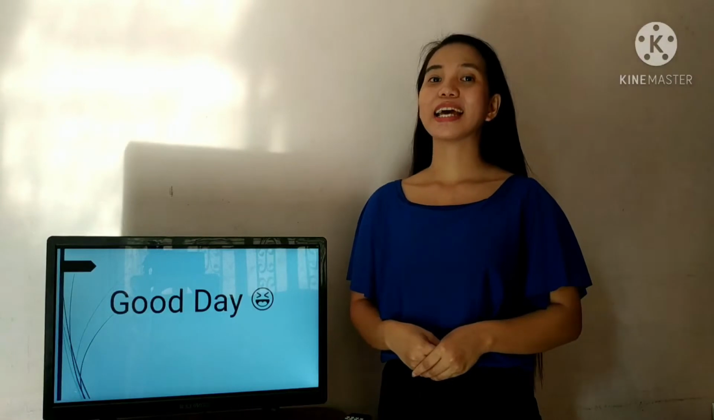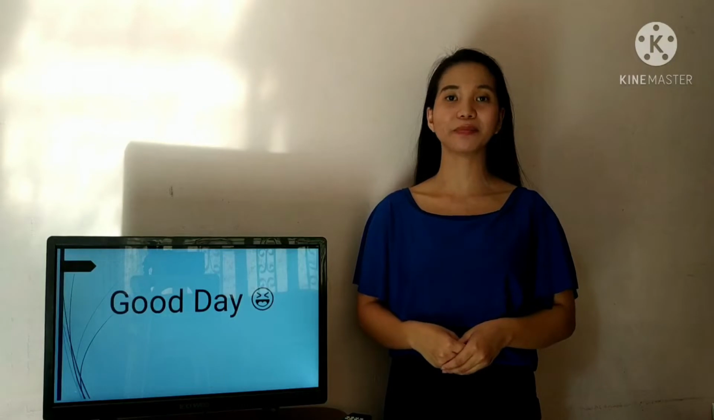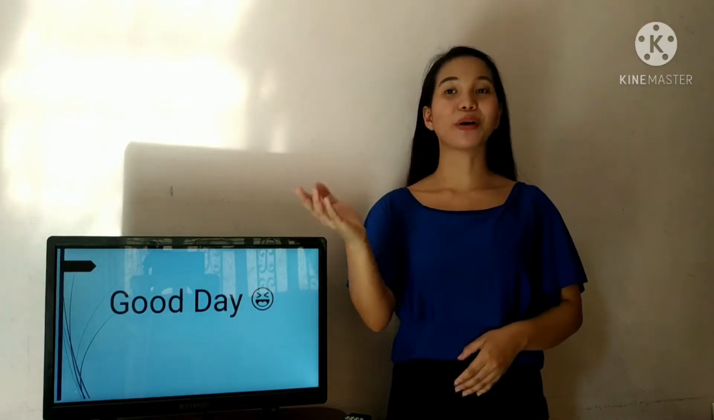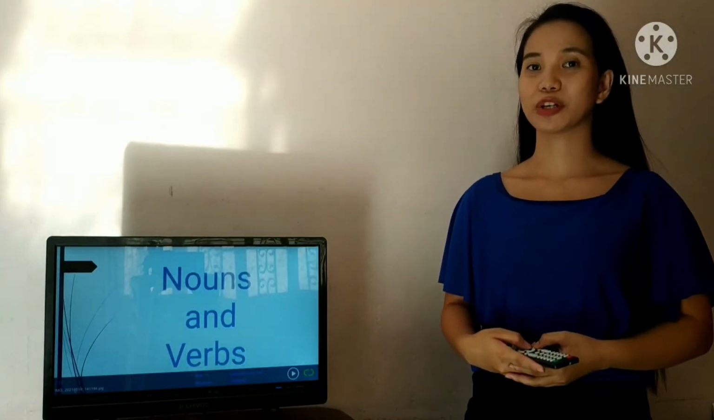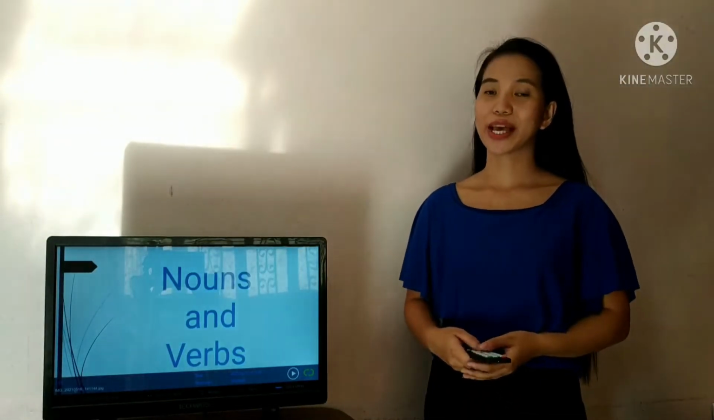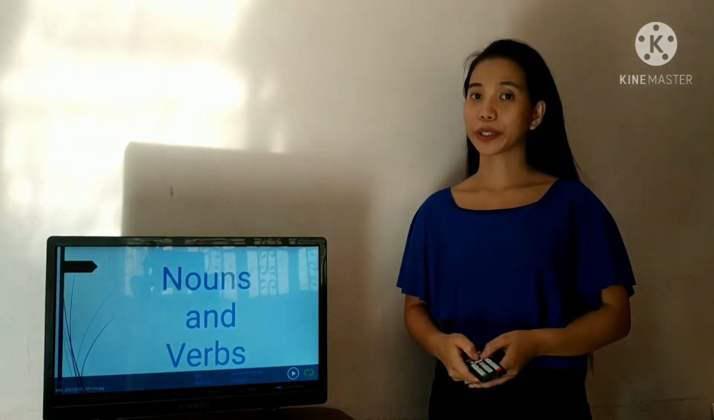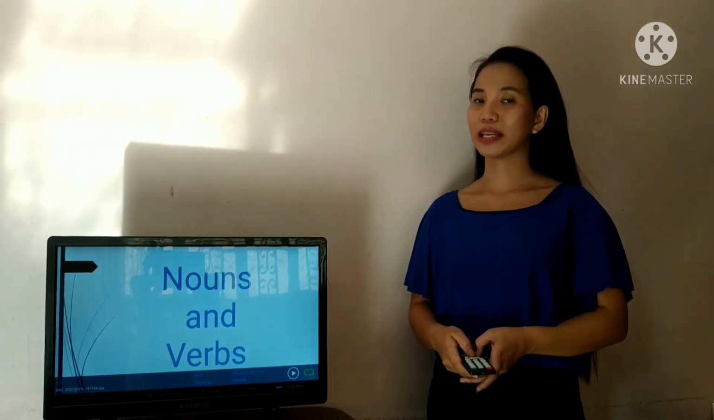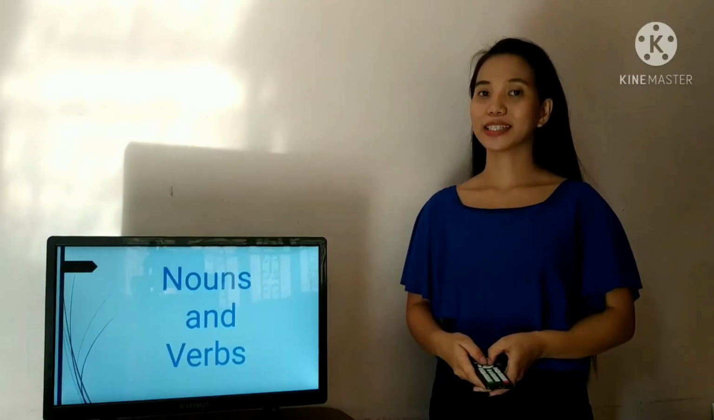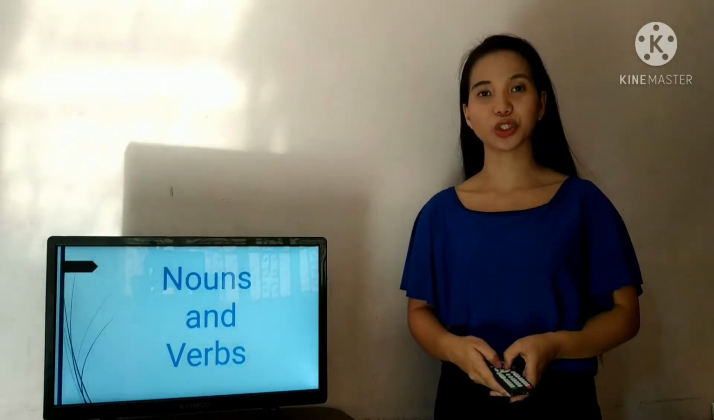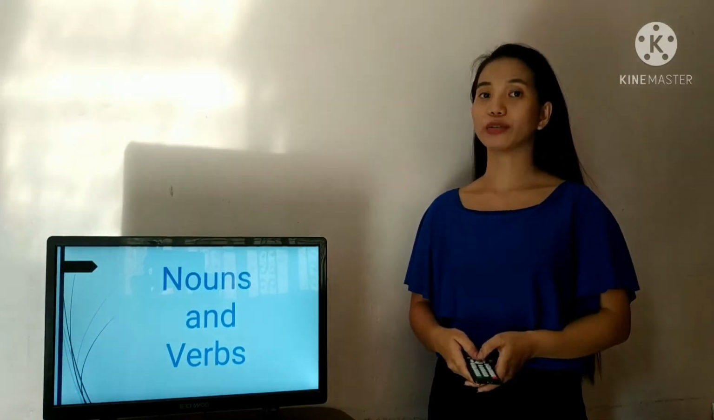Before we proceed, class, is there anyone who can give a summary of our discussion last time? Yes, Marco? Very good. Our topic last time is all about nouns and verbs, in which we define nouns as names of places, person, animal, things, and events, while verbs are words that show an action. Yesterday, we also defined what is a singular and a plural noun as well as the singular and plural verb.